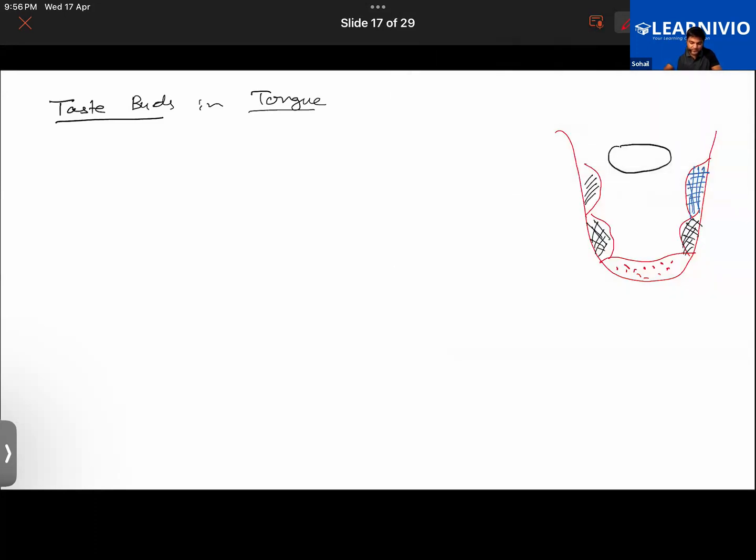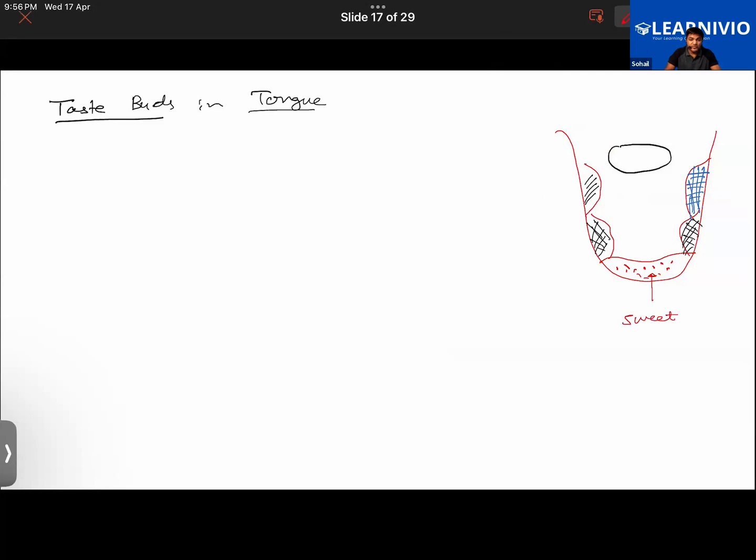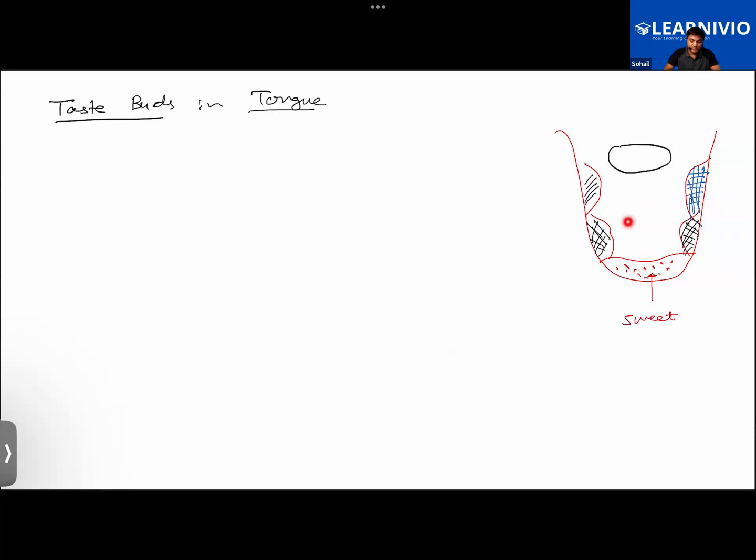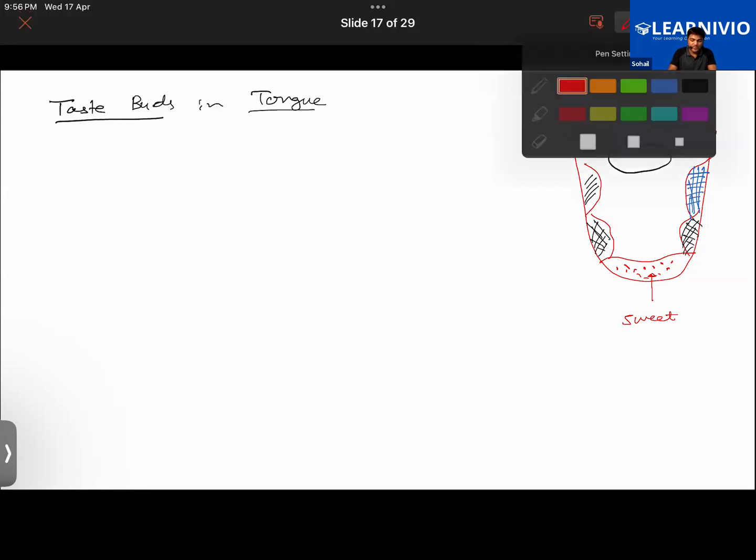So see, the front portion of the tongue is usually sensitive to sweet taste. It does not mean that if you were to put sugar crystals here or here, you won't feel its taste. You will feel its taste, but the front portion of the tongue is more sensitive. So taste buds are basically that region in the tongue that can detect sweet, salty, bitter, sour, or there's one more called umami also.